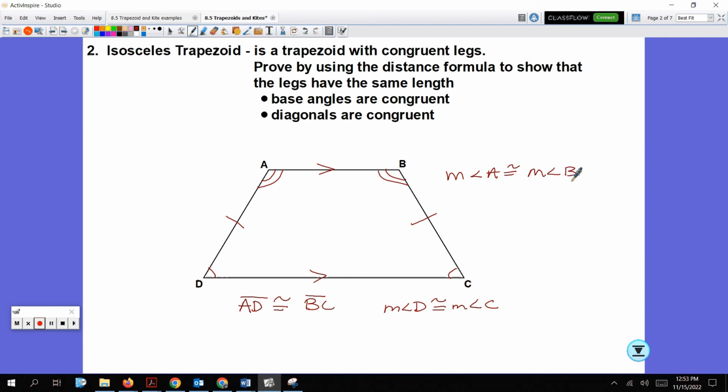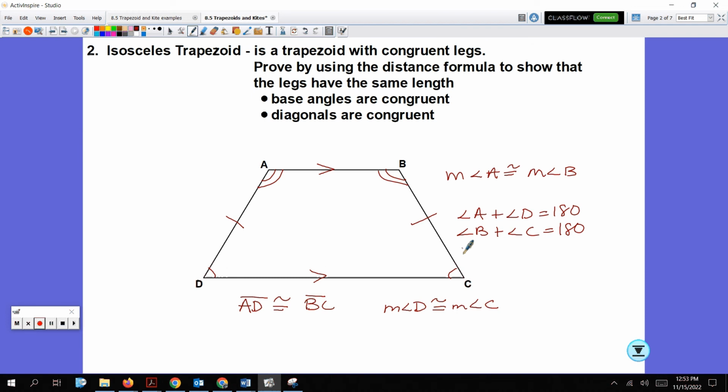Also, the consecutive angles are supplementary. So if I were to add A and D, I would get 180, as well as B and C. Angle A plus angle D equals 180. Angle B plus angle C equals 180. All right, once you've proved that it's a trapezoid, which you do by finding the slope of all four sides, you need to find the length of the legs to prove that it is either an isosceles trapezoid or it is not an isosceles trapezoid. So you would use the distance formula to prove that.